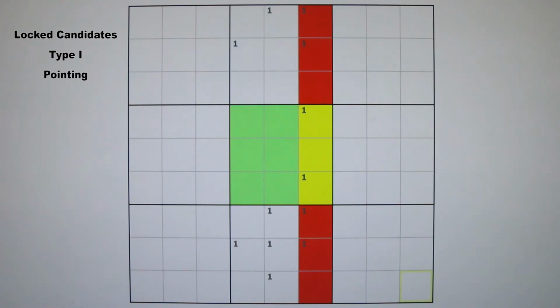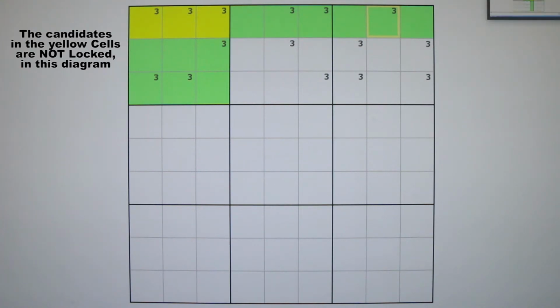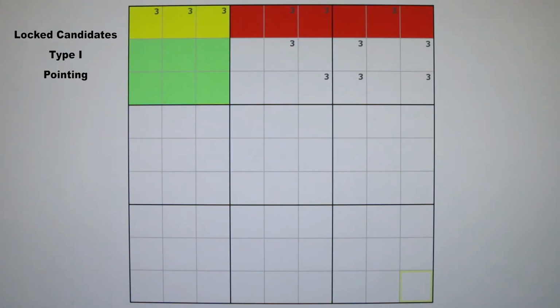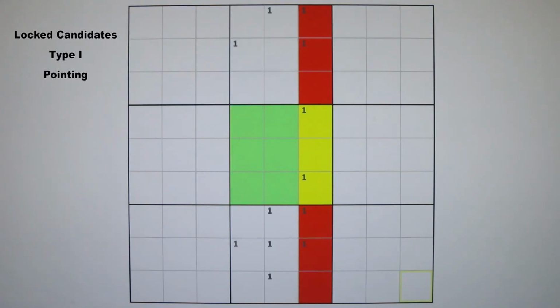If there are no other candidates in the block, then the locked candidates rule the column or the row. They own it because one of them must be true. But if there are other candidates in the block, like this, or like this, then this does not qualify as an instance of locked candidates. Understood? Good. And this concept works for a row in a block, like this, or for a column in a block, like this.